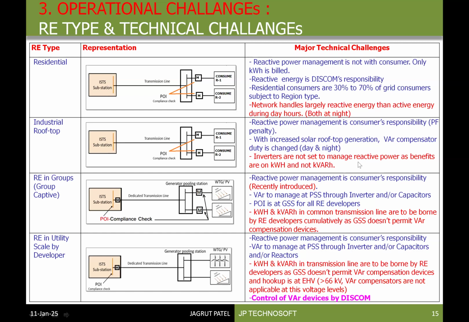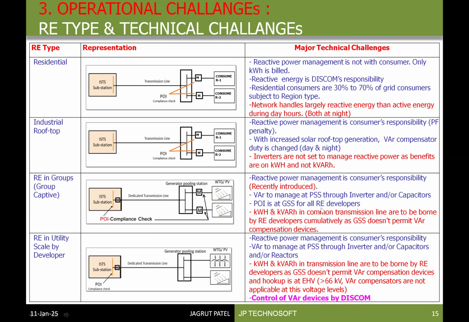Industrial rooftop. Okay, the challenges are: inverters are not set to manage reactive power as benefits are on kWh and not on kVARH. See, again, all renewable energy implementations, as we talked, are through government promotions only. Rooftop, the government encourages you to install it, and the benefit they have given is on units, kWh only. kVARH is always a liability. So in that case the consumer has to handle it and they have to put in capacitors. So here inverters cannot be the reactive power manager in this case.